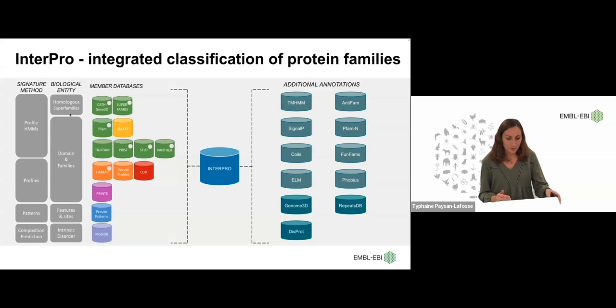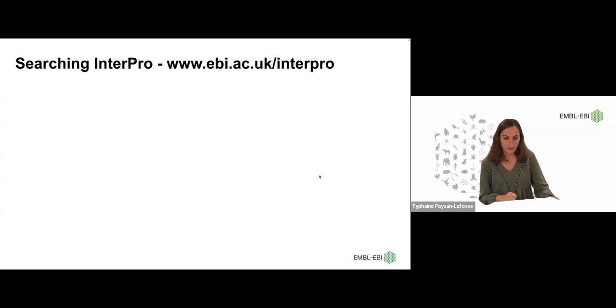As I said, InterPro is a consortium of a lot of different resources, and in addition to those 13 member databases that are part of the consortium, we also provide additional annotations for the proteins. For example, we have SignalP, which gives information about signal peptide location in the protein, COILS, about coils domains, etc. So how do you search the InterPro website?